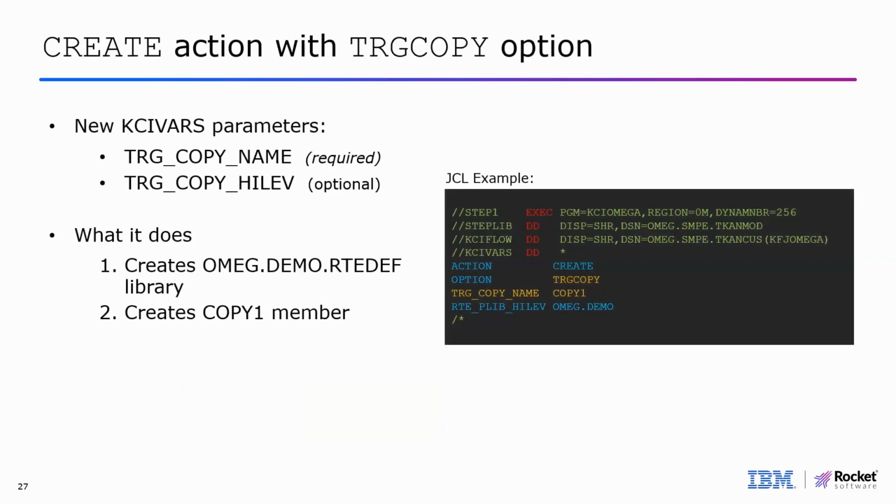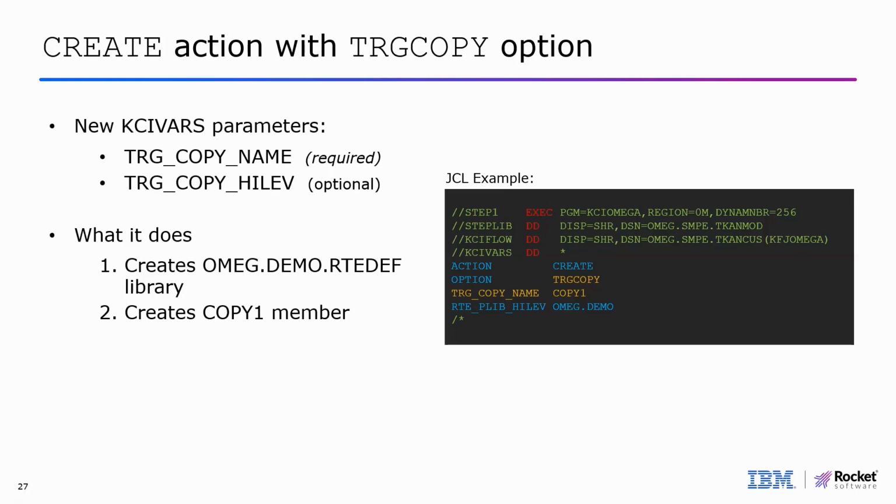So let's look at how this works in a little bit more detail. Let's start with create. Create is the first thing that you would do. Effectively, you create the definition of your copy, so to speak. You execute action create with option target copy, and then you specify the name of your target copy by specifying target copy name, in this case copy 1.